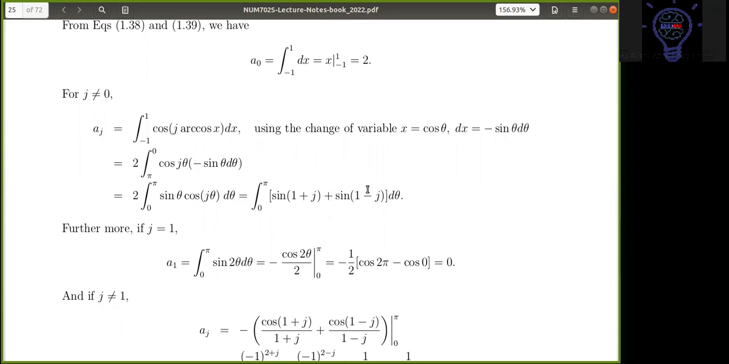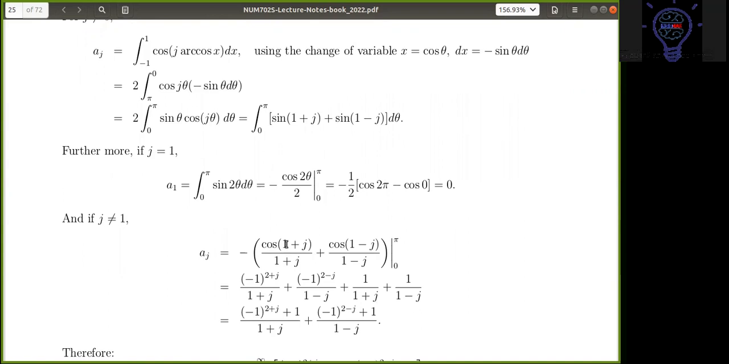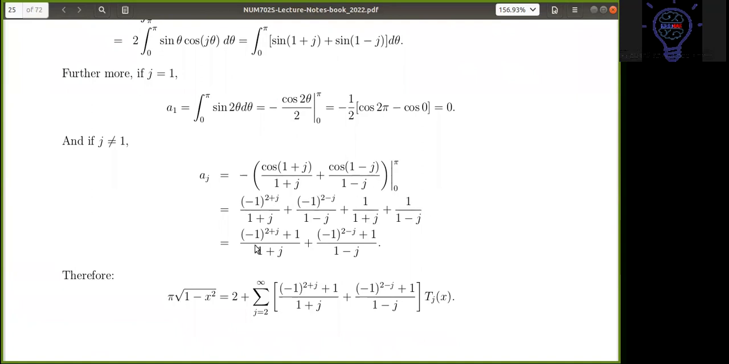Now, if j is different from 1, sine of (1 minus j) theta will not be 0. So we can integrate these two functions. The antiderivative here will be cosine of (1 plus j) theta, divided by 1 plus j, plus cosine of (1 minus j) theta, divided by 1 minus j. Obviously, there's a negative sign in front, as you can also see here on top. Now, if we evaluate that from 0 to pi, we obtain this term, which we can group as follows. So that is our a sub j.